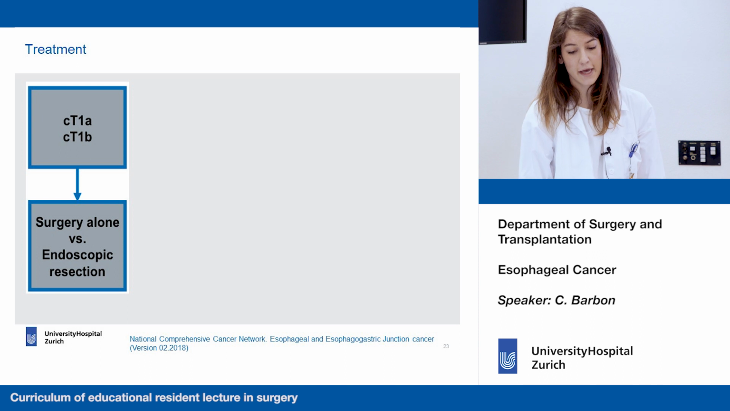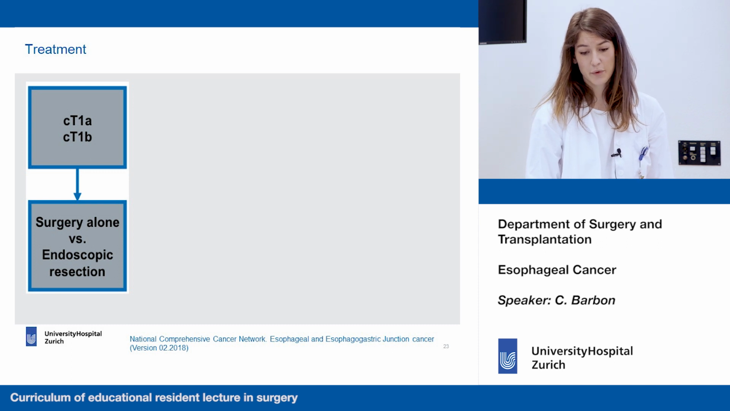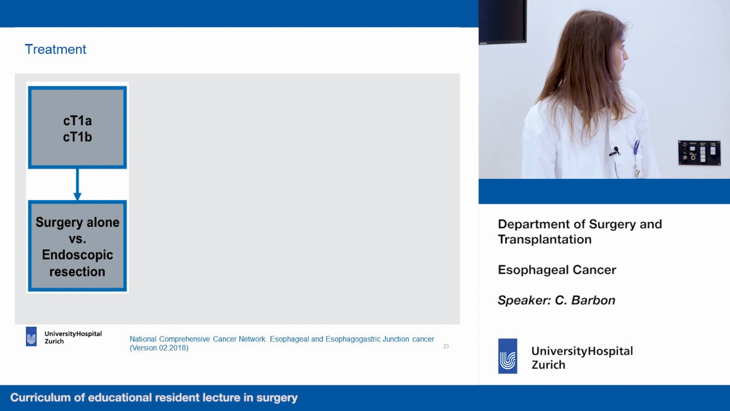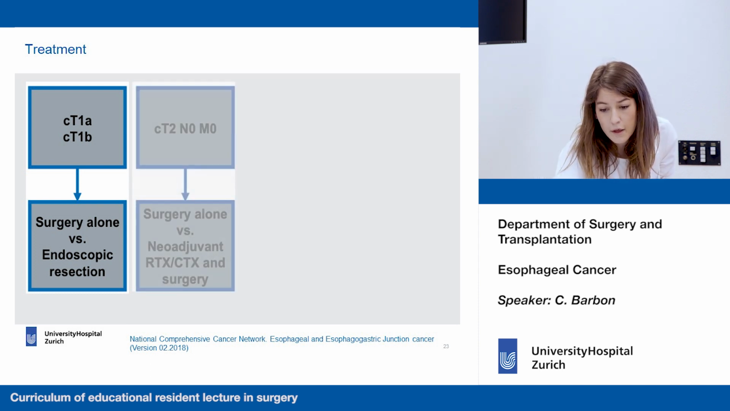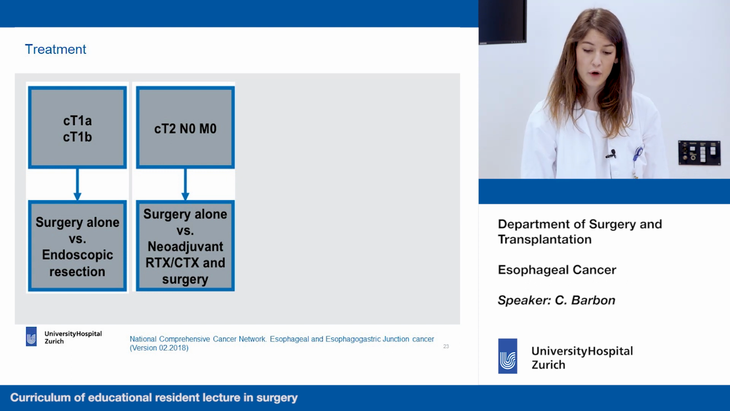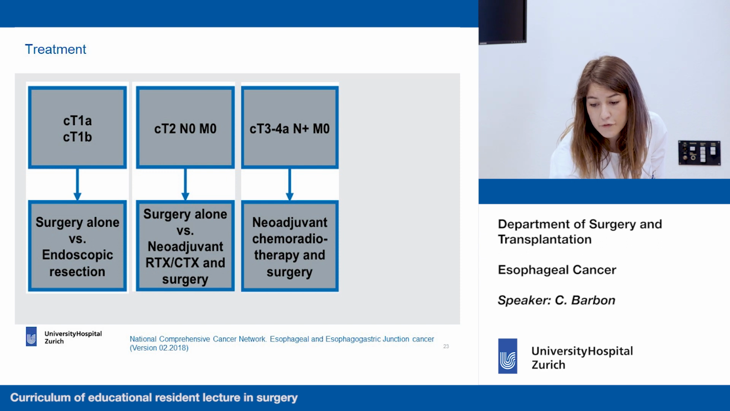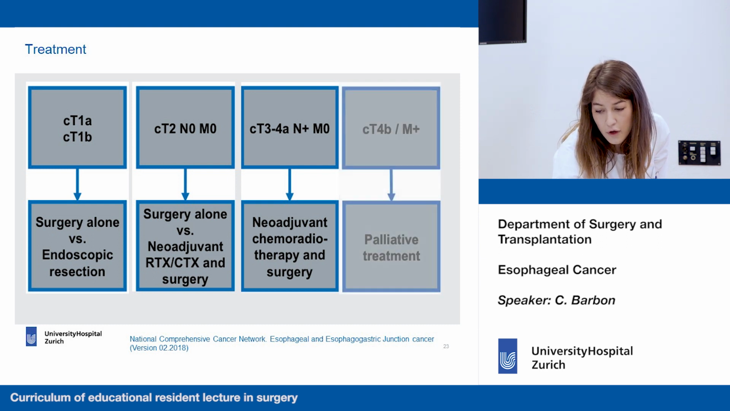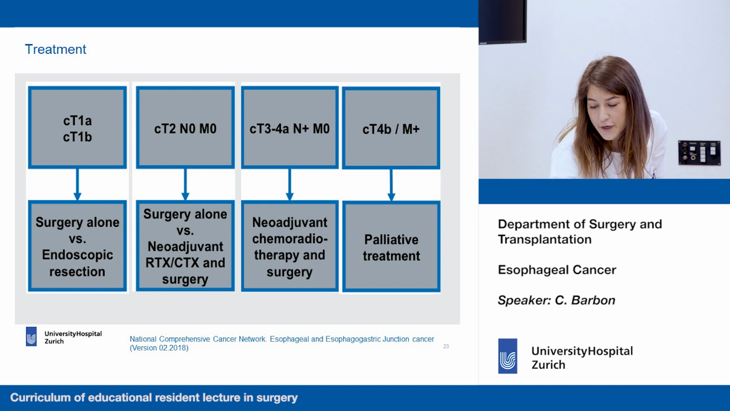What is important now is that cancer has different degrees of invasion, and so according to the type of cancer we have, there are different treatments to consider. If the cancer is a T1a or T1b, we can consider just surgery, but we can also perform endoscopic resection. If the cancer is a T2 with no lymph nodal involvement, then we can perform just surgery or go for neoadjuvant radiochemotherapy. If it is a T3 or T4a, or if the lymph nodes are positive, then we should perform neoadjuvant chemoradiotherapy according to the CROSS trial. Whereas, as said before, unfortunately, if it is a T4b or if metastasis is positive, then we have to undergo palliative treatment.